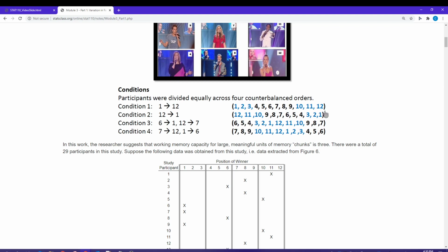Now with these different conditions, we can see that contestants 10, 11, 12 performed at the end for condition 1, contestants 3, 2, 1 at the end for condition 2, contestants 9, 8, 7 for 3, and then finally 4, 5, and 6. All 12 contestants were in the last group for all of the conditions. So again, this study was carefully set up to try to tease out whether or not there was performance order bias.